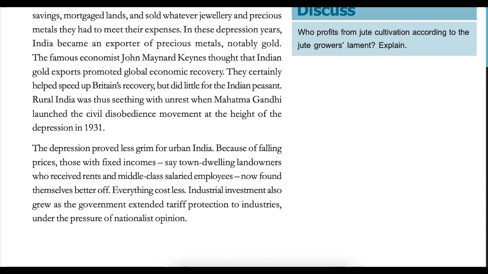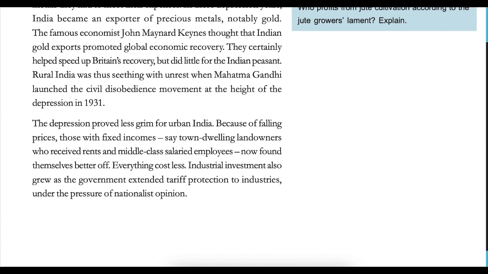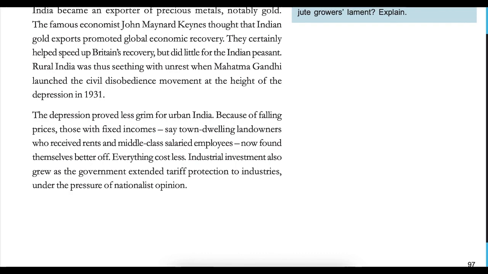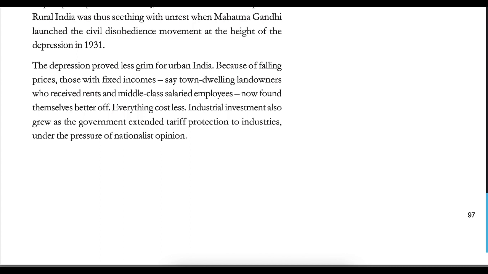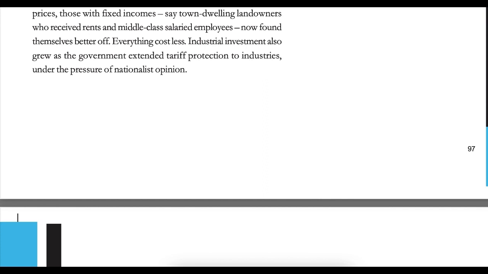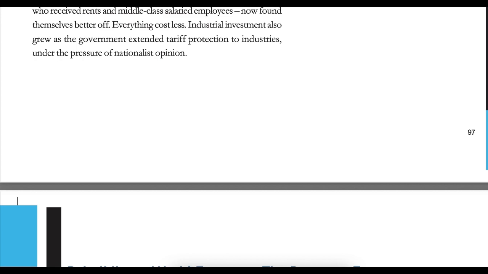Rural India was thus seething with unrest when Mahatma Gandhi launched the civil disobedience movement at the height of depression in 1931. The depression proved less grim for urban India. Because of falling prices, those with fixed incomes, say town-dwelling landowners who received rents and middle-class salaried employees, now found themselves better off. Everything cost less. Industrial investment also grew as the government extended tariff protection to industries under the pressure of nationalist opinion.